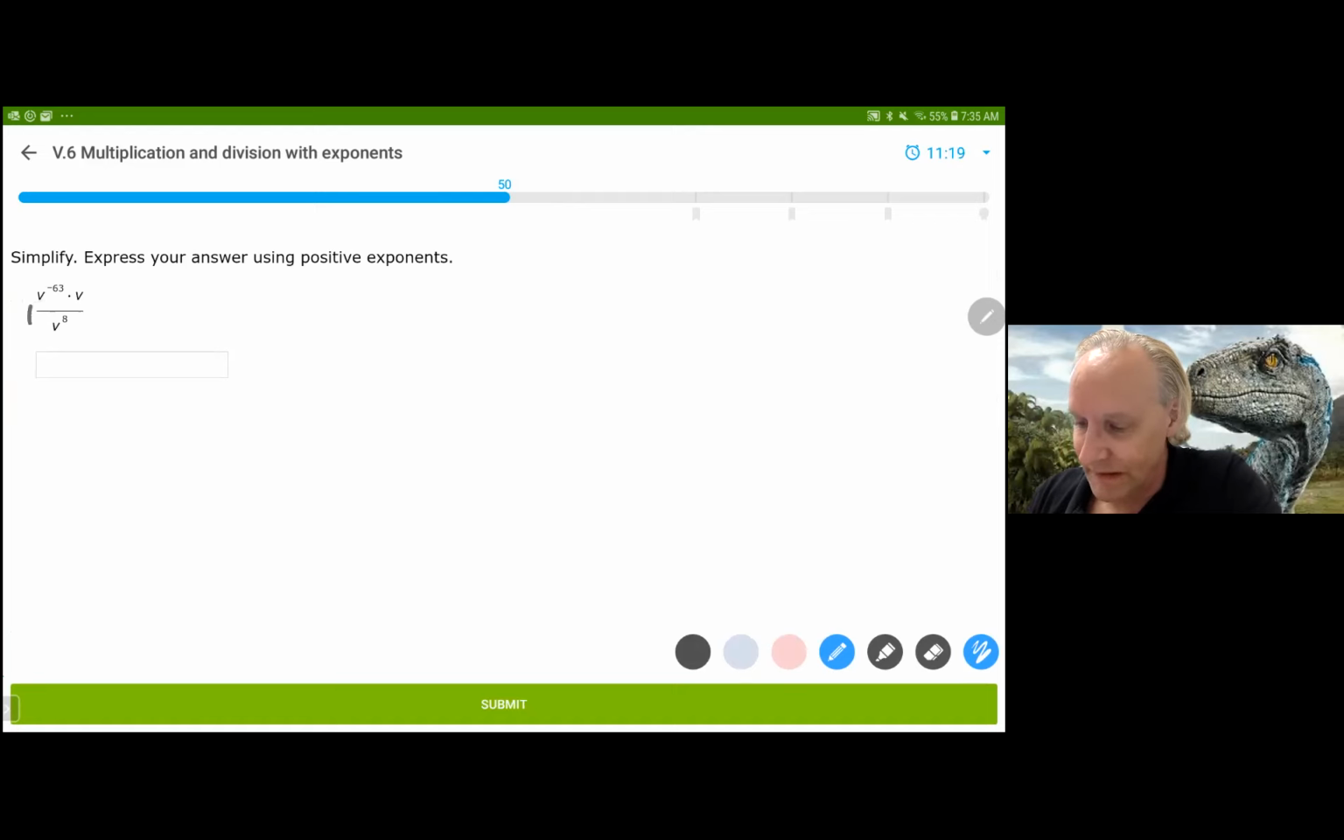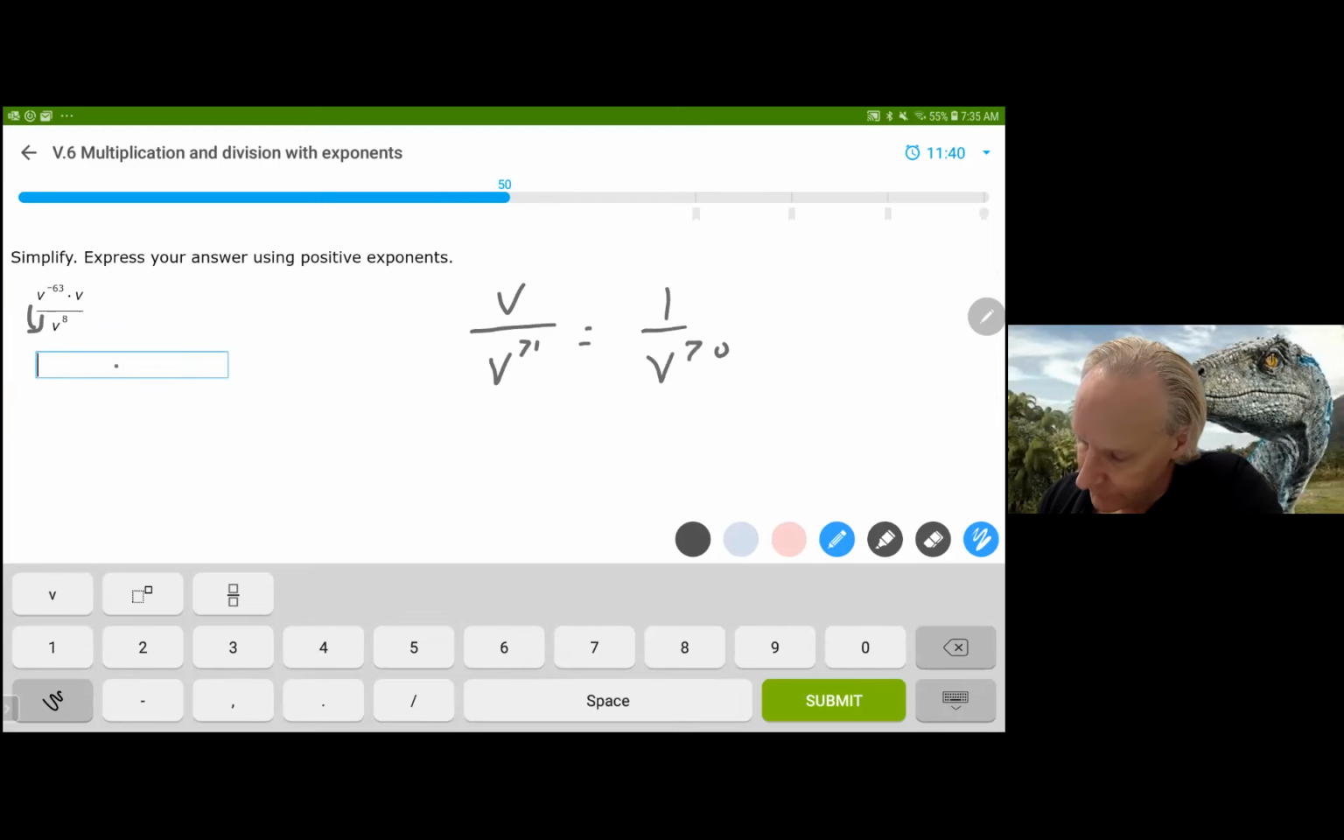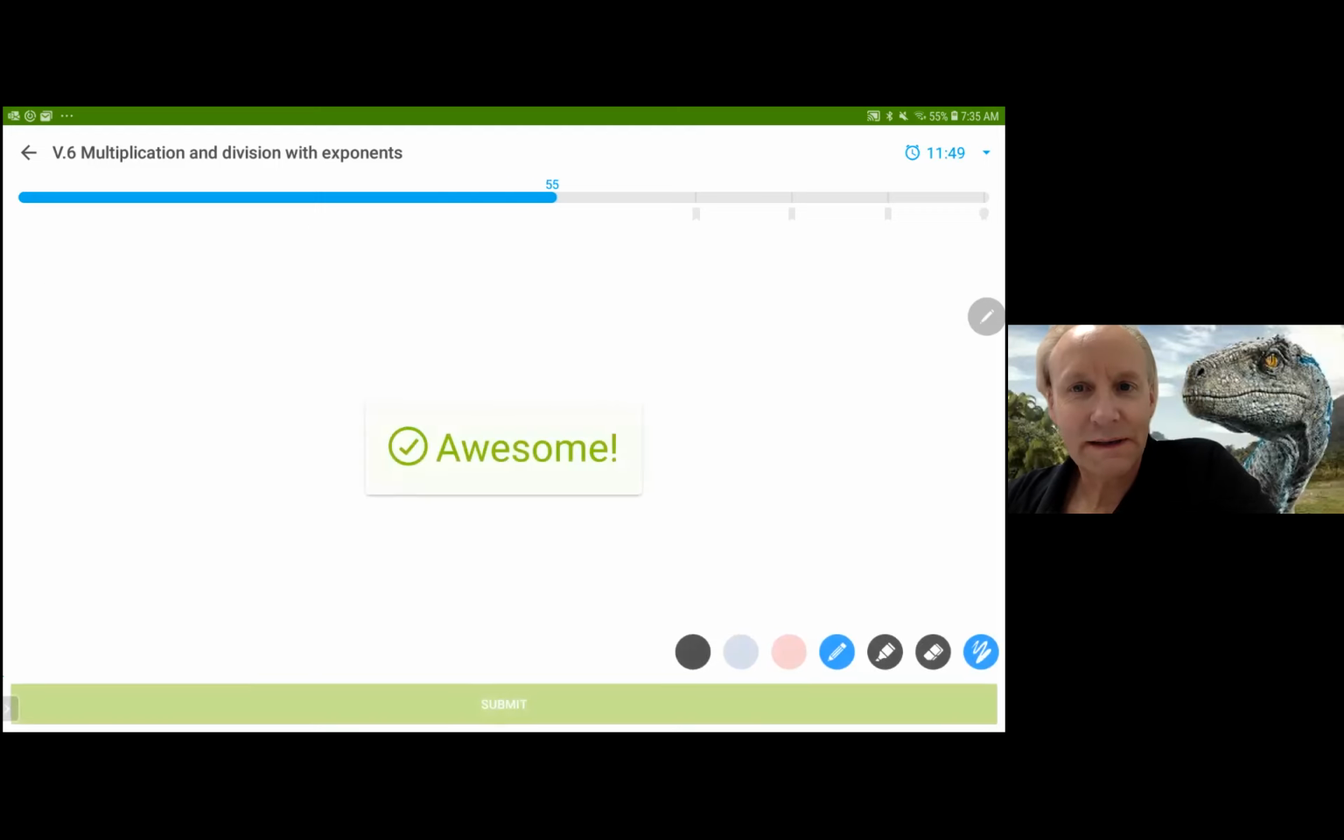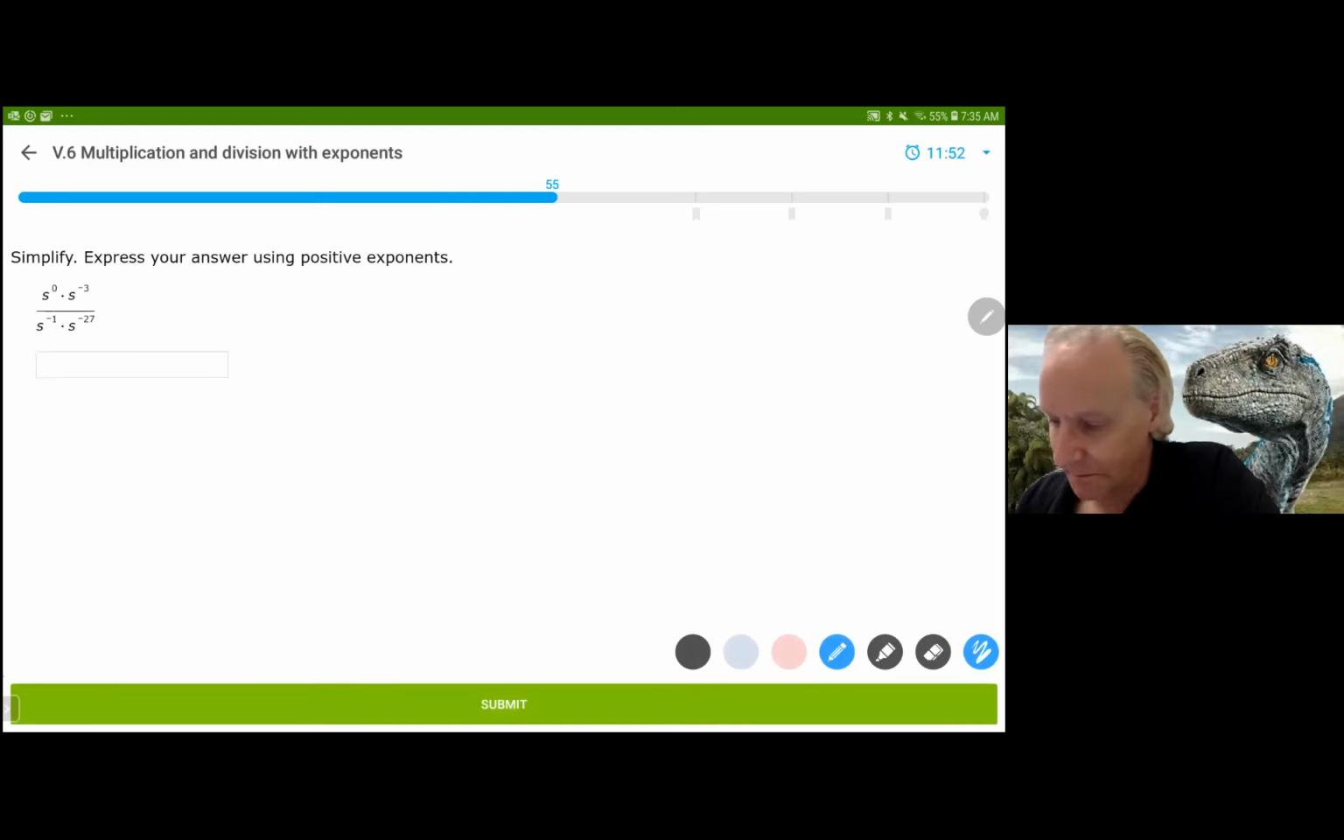I'm going to move my v to the -63 to the denominator and add my exponents at the same time. So I'm going to have v over v to the 71st power. I'm going to multiply those v to the 63rd in the denominator. And of course, that's 1 over v to the 70. There it is. Silly, silly man.